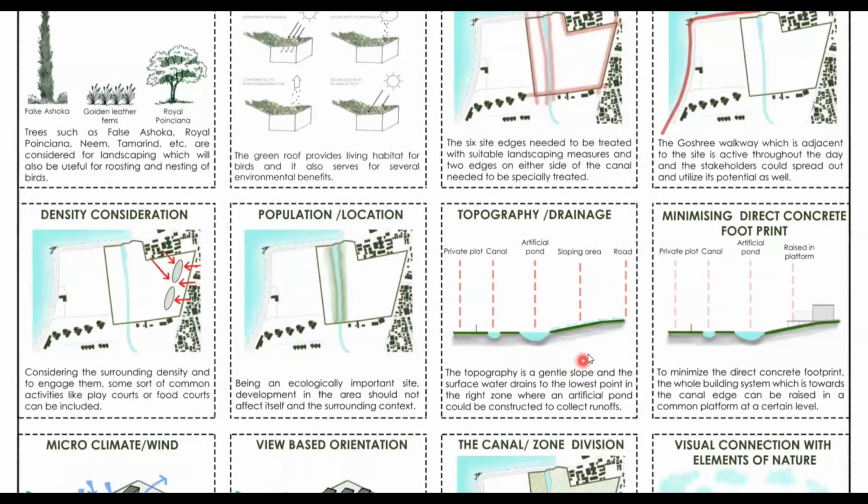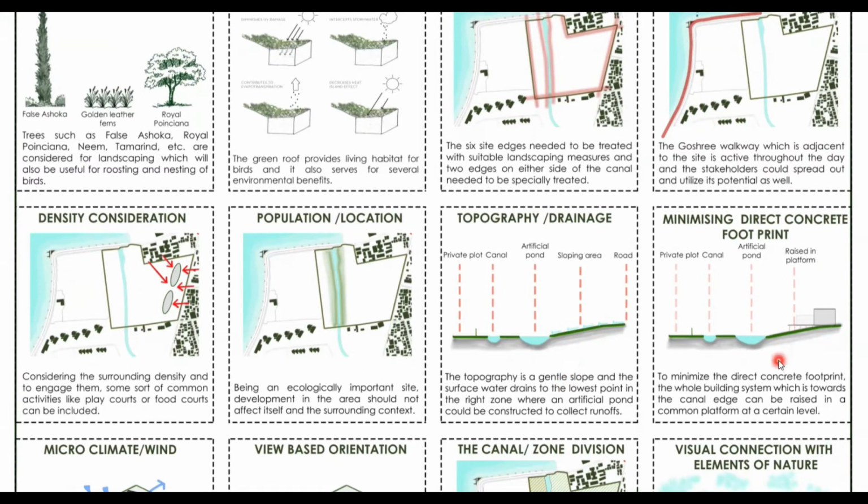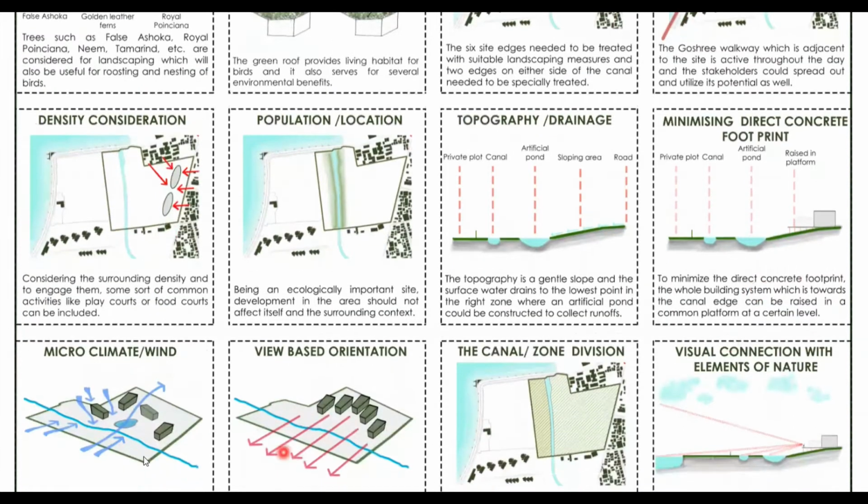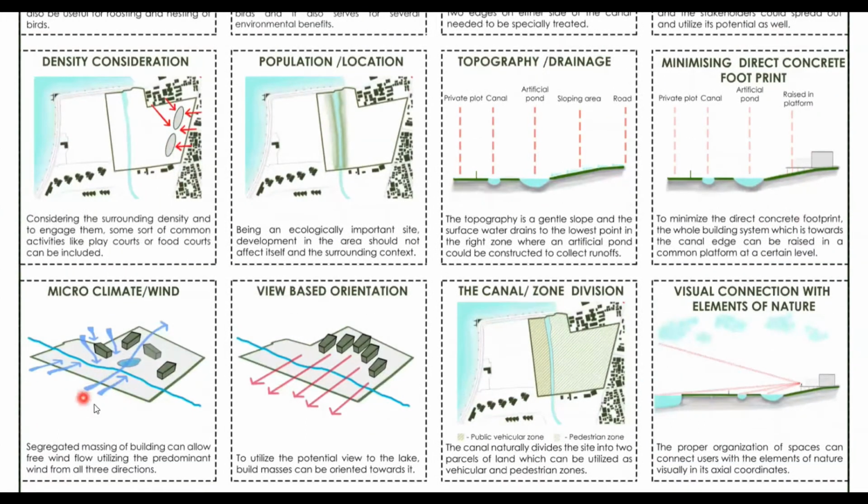And the topography is a gentle slope and the water drains to the lowest point, where an artificial pond could be created like in front of the UST Global in Trivandrum. And to minimize the direct heavy concrete footprint, the building systems could be placed on a raised platform, which will be much more effective on this site. The segregated massing will allow the free flow of wind, utilizing the predominant wind from all three directions. And the building will be oriented in the view-based direction.